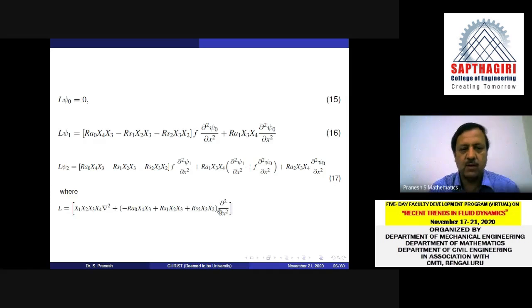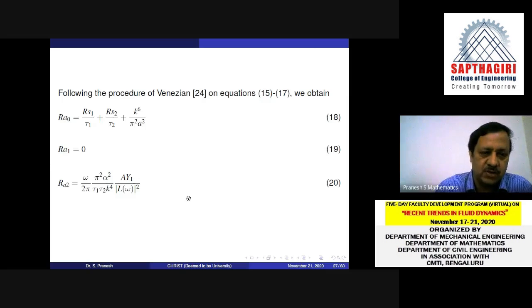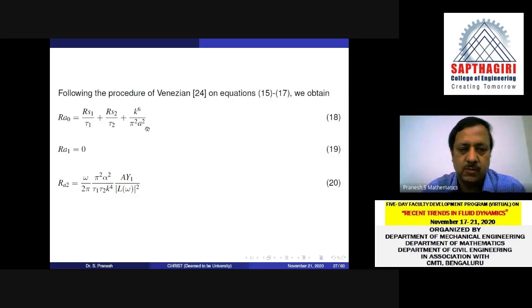Then we follow the Venezian approach. I'm not giving the details of this. When I solve this by the Venezian approach, I get the following expression: RA naught is given by RS1 by tau 1 plus RS2 by tau 2, plus k to the power of 6 by pi square a square. Now look at this. This is the Rayleigh number we get for triple diffusive convection.